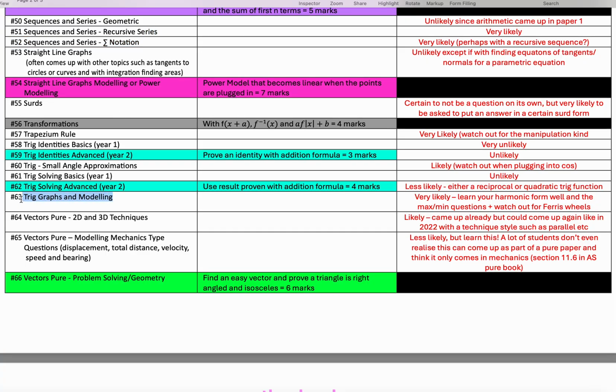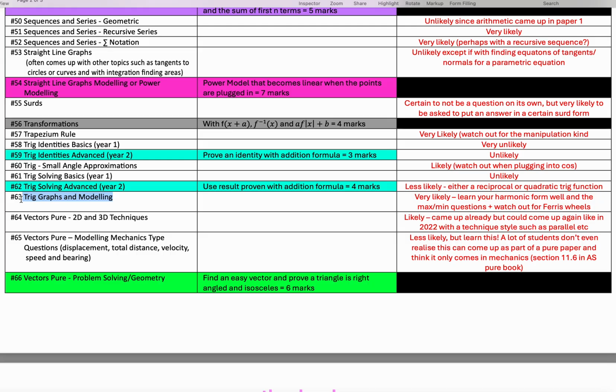Trig graphs and modelling, that is very likely to come up, and more like the ones where you put it into harmonic form first, then you say maximum values and where the maximum occurs, stuff like that. But remember, maximum with trig, we don't differentiate, we always put into harmonic form to get one trig identity, and then we know what values are important, but the values that it all hinges on are 1, -1, 0. So if you plug those in and check your values, you can easily see what's the max, what's the min.